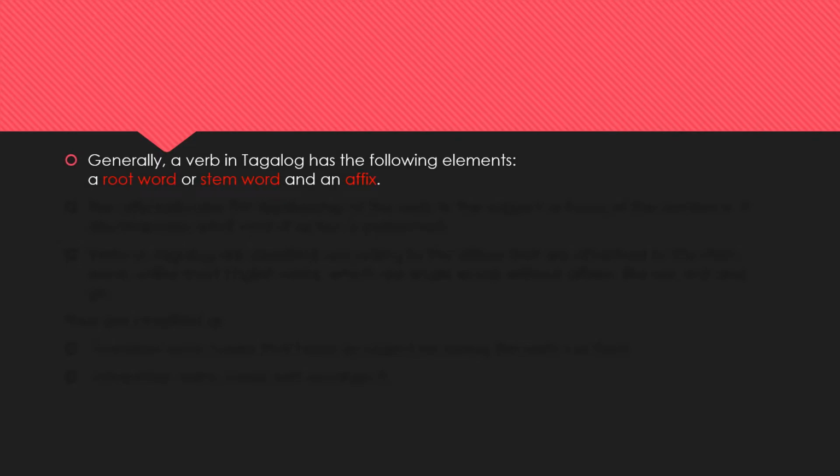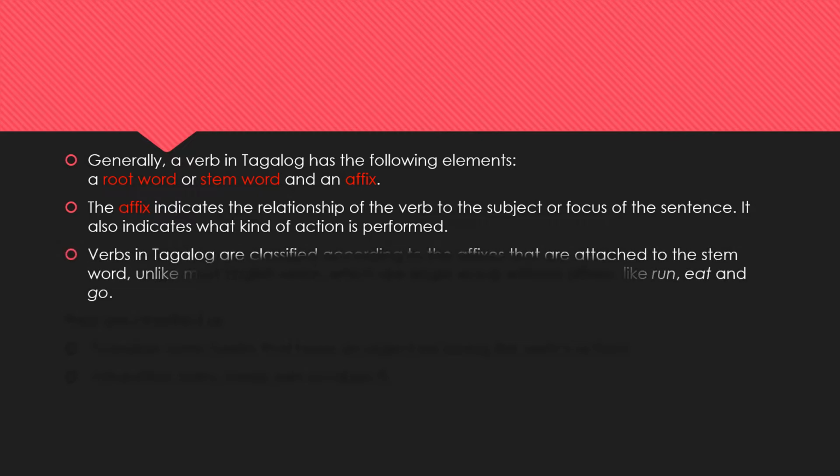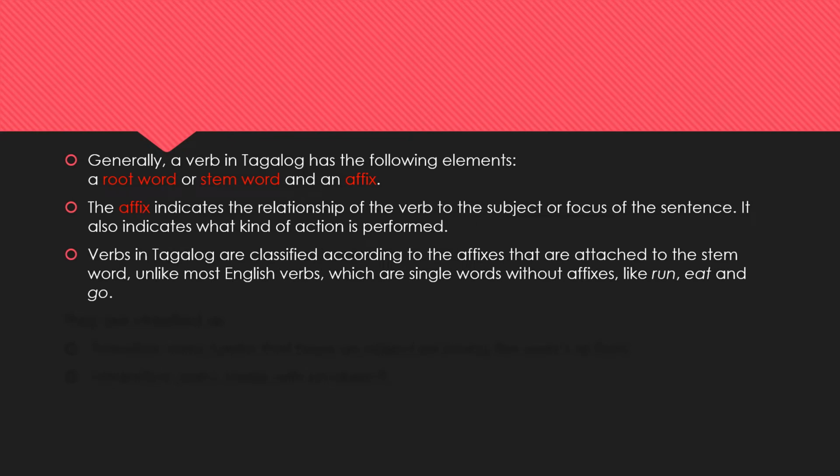Generally, a verb in Tagalog has the following elements: a root word or a stem word and an affix. The affix indicates the relationship of the verb to the subject or focus of the sentence. It also indicates what kind of action is performed. Verbs in Tagalog are classified according to the affixes that are attached to the stem word.